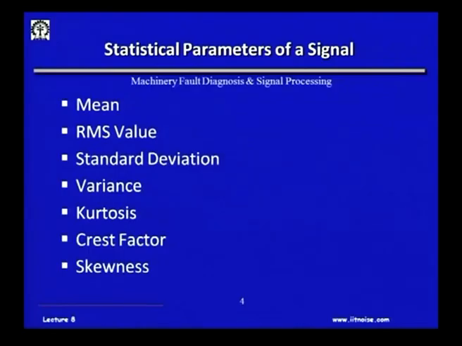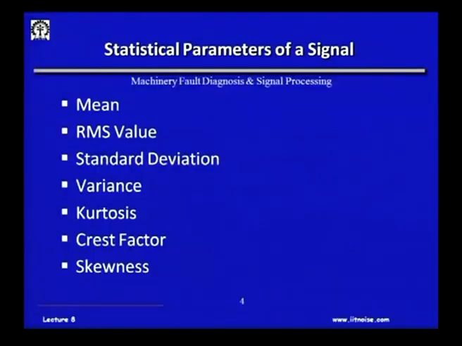Okay. So, some of the statistical parameters of a signal are the mean value, RMS value, standard deviation, variance, etc., which you all perhaps know by now from your basic first year courses. But there are certain other factors we people use.